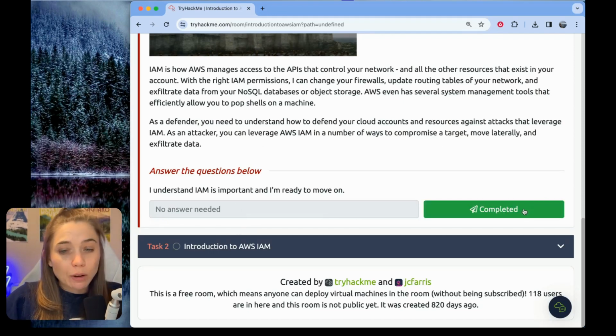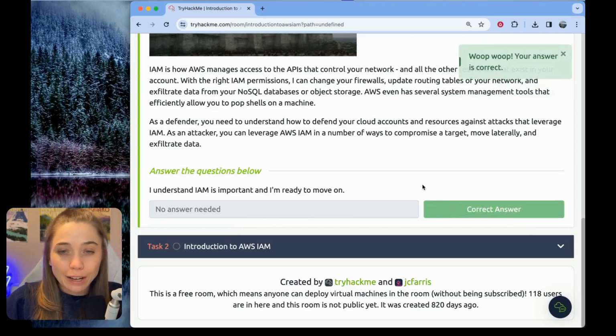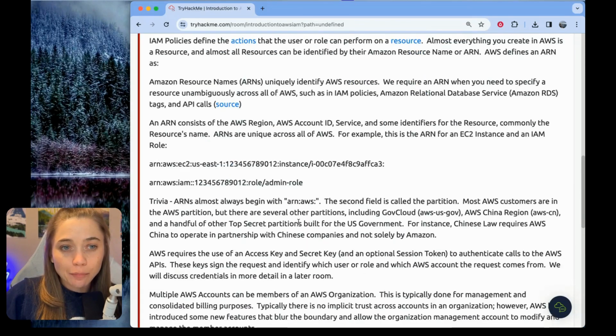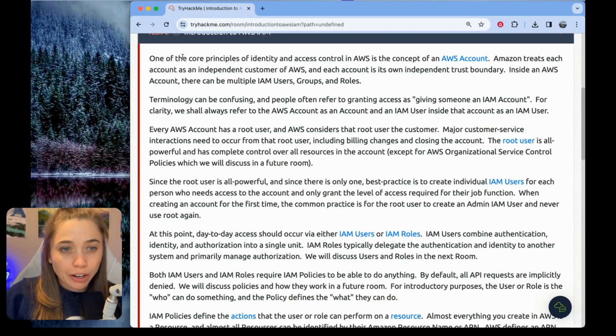Now we say we understand why IAM is important. You convinced us with your nice dragon metaphor. We hit completed and we will move on to task 2. Task 2 is called Introduction to AWS IAM. Got a good amount of reading to start with here.